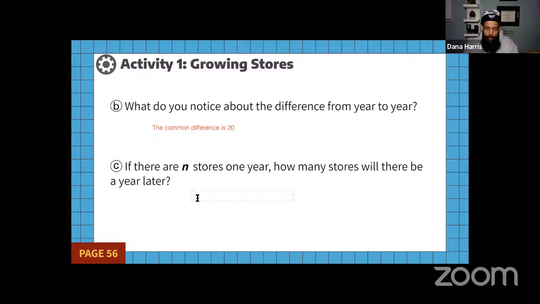If we start with N stores, notice we just add 20 to N, and that is that. So notice it's the same growth each year. This is going to be linear growth because it's only adding the same amount each year. So that's linear growth. Let's go on to the next part of this.